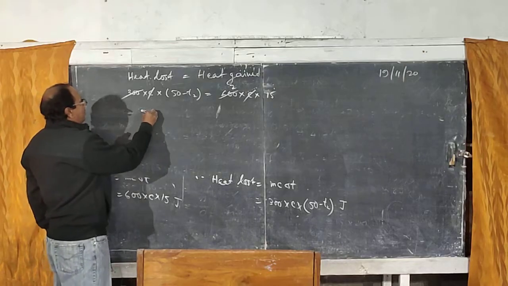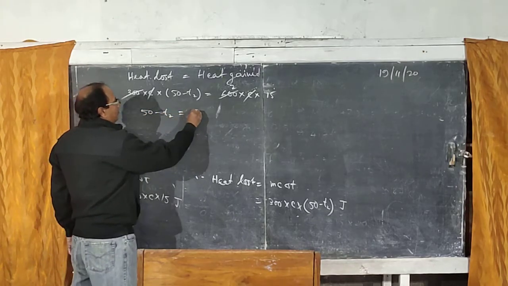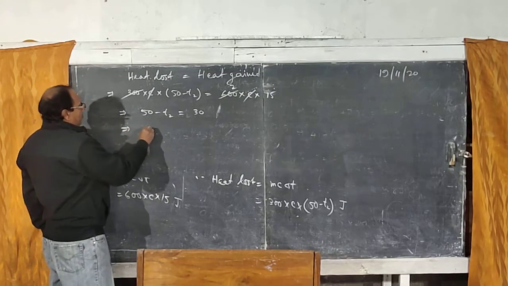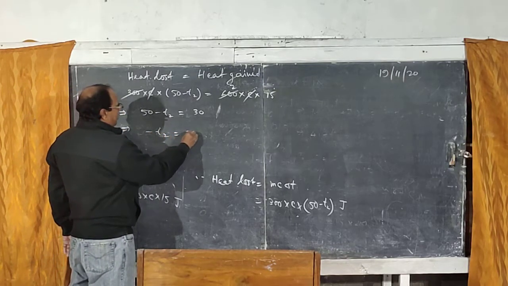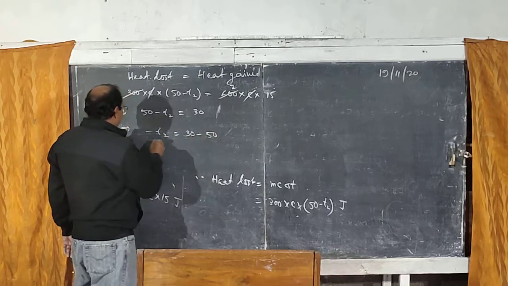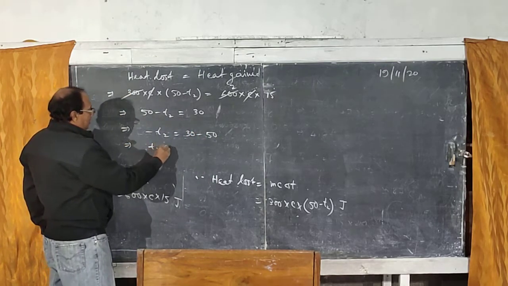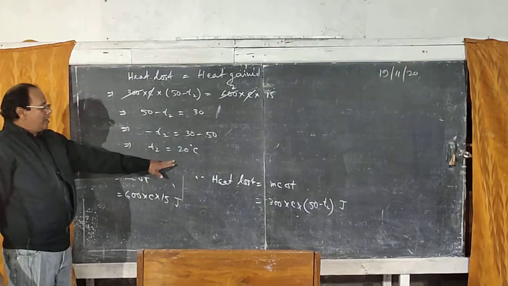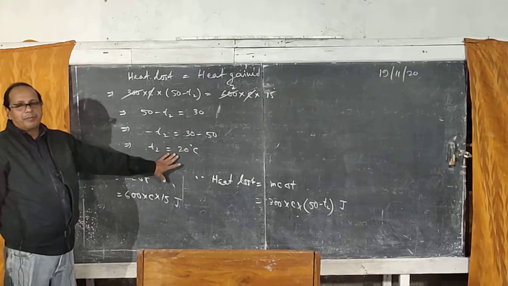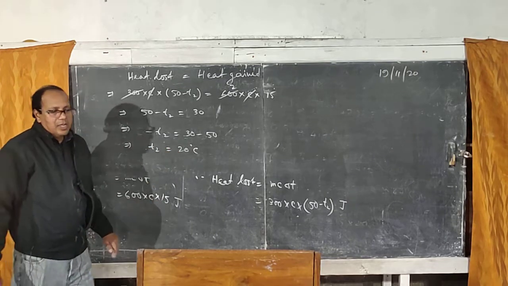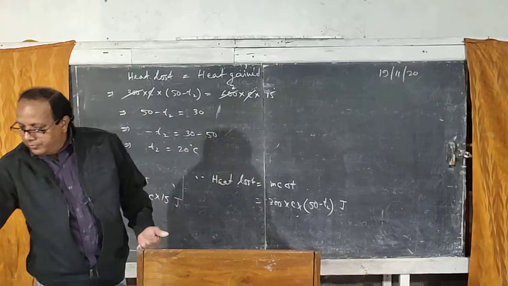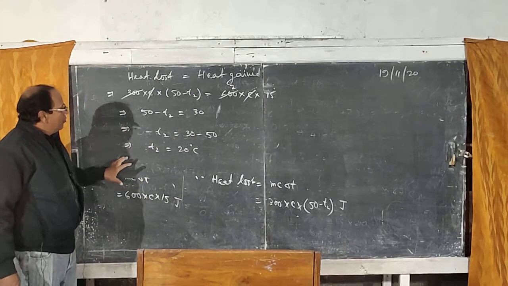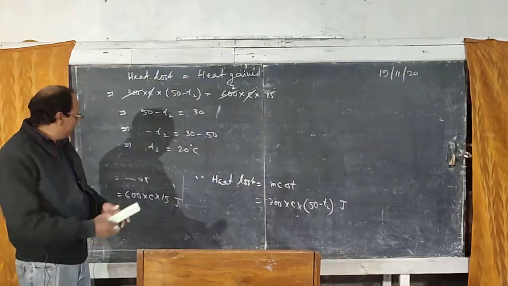Okay, so 50 minus T2 is equal to 30. Next line, minus T2 is equal to 30 minus 50, then last line, T2 is 20 degree Celsius. So we got the final temperature 20 degree Celsius. But according to the question, we have to find out the initial temperature of cold water. Now we will be using the second part.